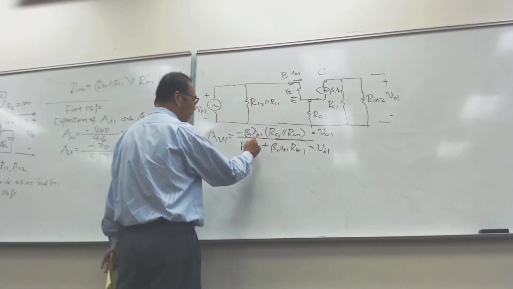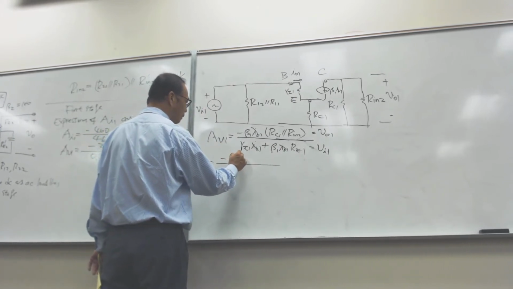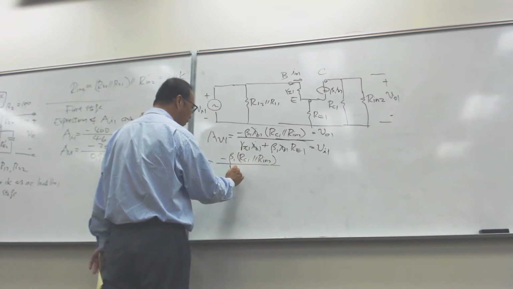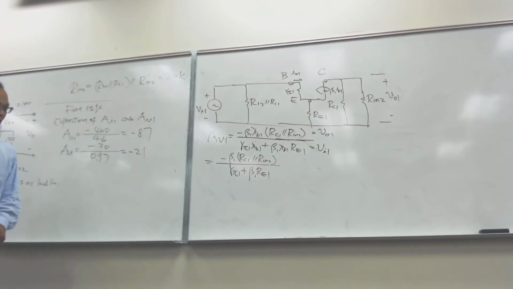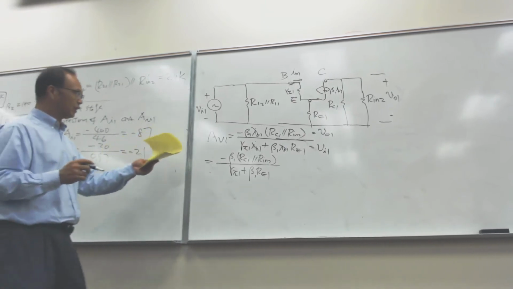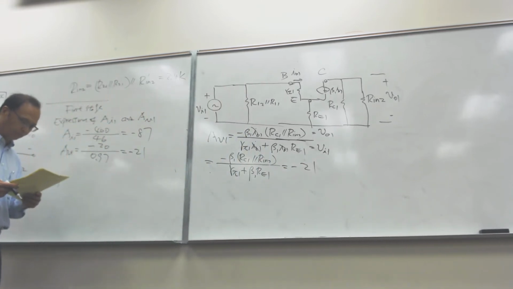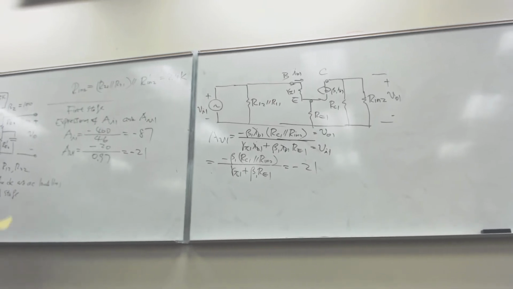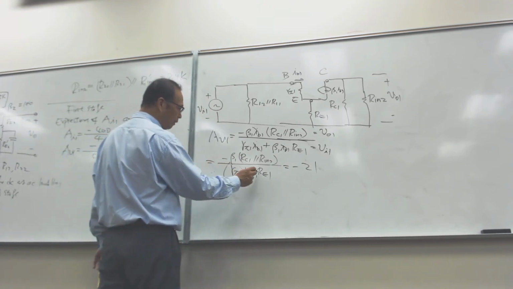Okay, so IB will cancel, right? So you get minus beta 1 RC1 in parallel with RN2 divided by R pi 1 plus beta 1 RE1. Hopefully I have one unknown in the equation, because this value is known, right? It's minus 21. Well, unfortunately, I do not have one unknown. I have two unknowns, right? This is not known. This is not known.